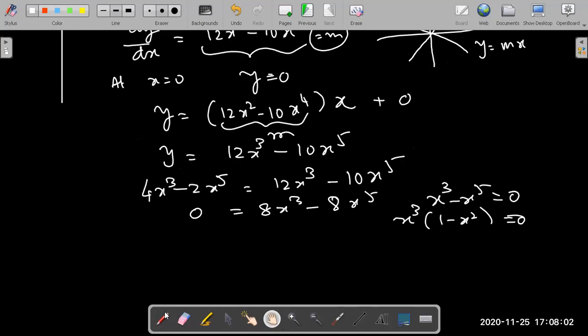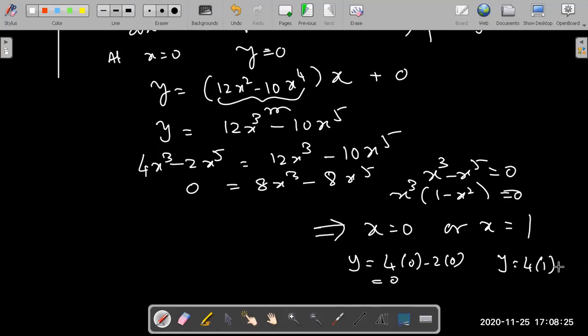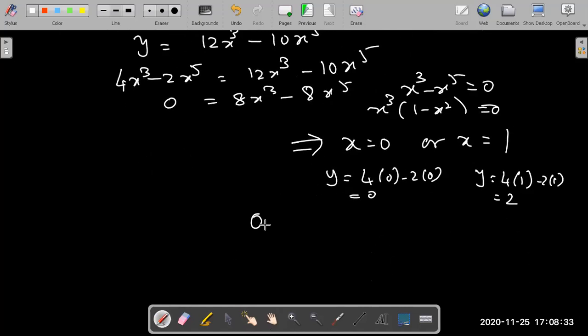So either x equal to 0 or x equal to 1. For this you have to find the y coordinate. At x equal to 0, y equal to 4 into 0 minus 2 into 0, this is 0. And the other point, x equal to 1, y is equal to 4 into 1 minus 2 into 1. So you get 4 minus 2, y is equal to 2. So the 2 points are 0, comma 0 and 1, comma 2. So let me check the answer for this, 18th question.